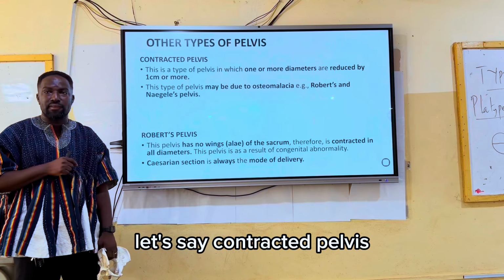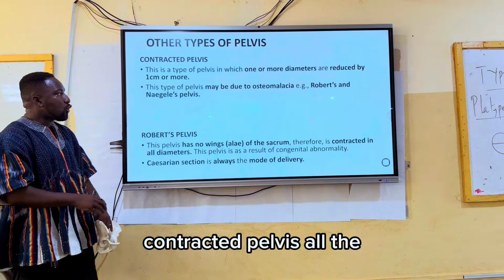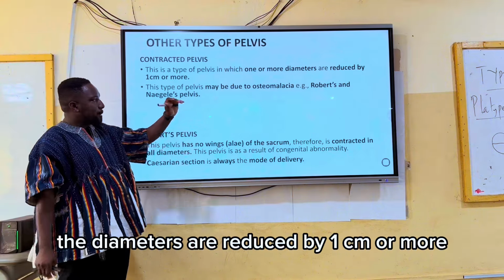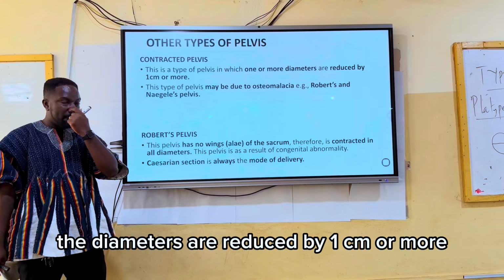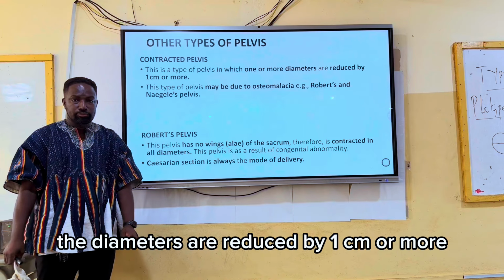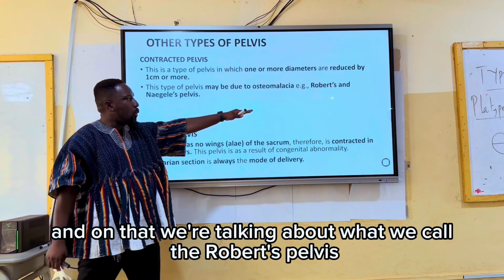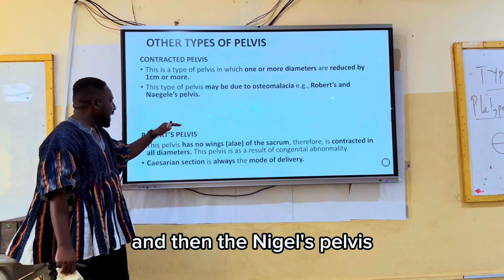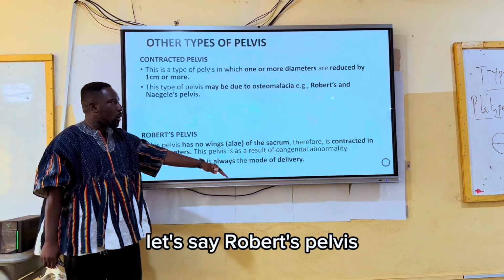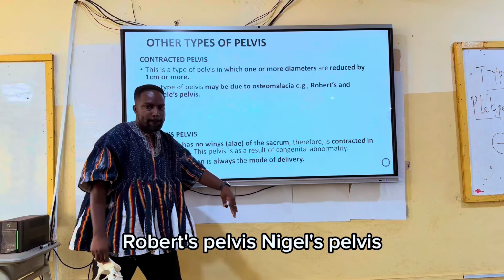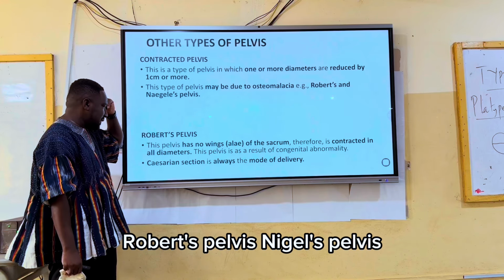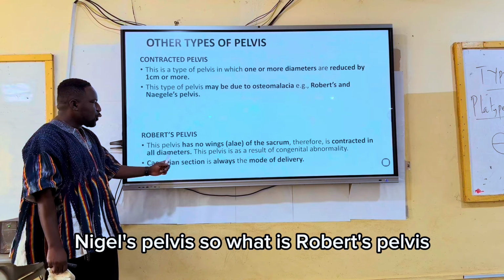The other type of pelvis is called contracted pelvis. For contracted pelvis, all the diameters are reduced by 1 centimeter or more. And under that, we're talking about what we call the Robert's pelvis and then the Nigelis pelvis. So what is Robert's pelvis?